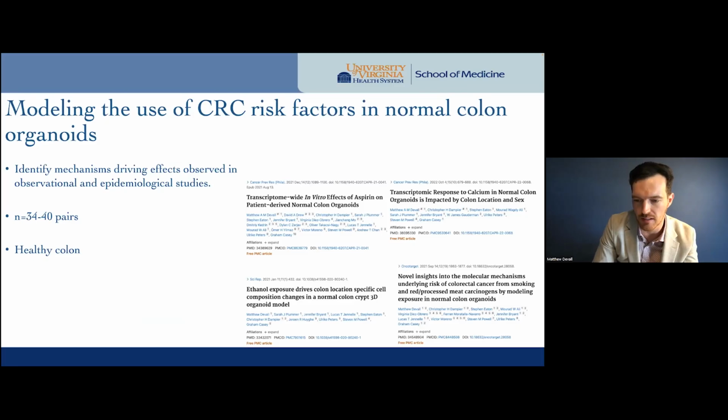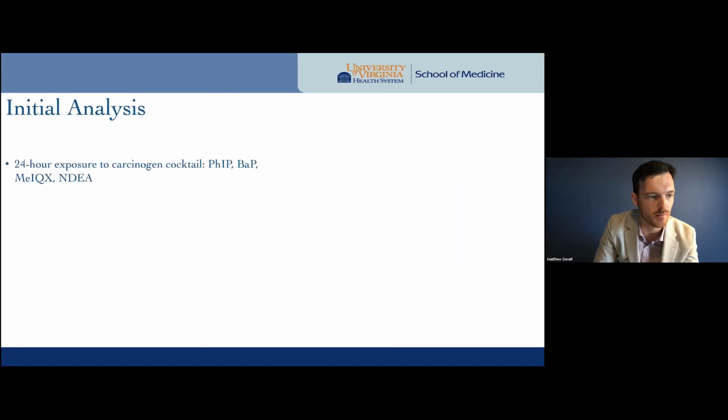With that in mind, I'm going to talk to you a little more about one specific study in carcinogen treatment that we published in late 2021. We exposed healthy colon organoids to a custom carcinogen cocktail for a period of 24 hours. Following that, we performed bulk RNA sequencing analysis. These carcinogens are commonly found in cigarette smoke, and that's what we were really interested in modeling. They were found within the colon of individuals who smoke cigarettes.